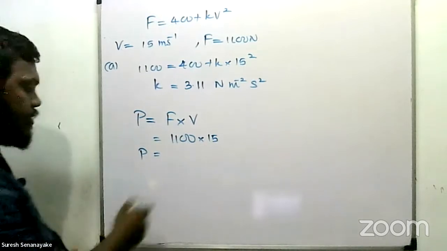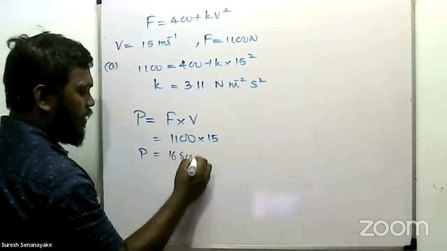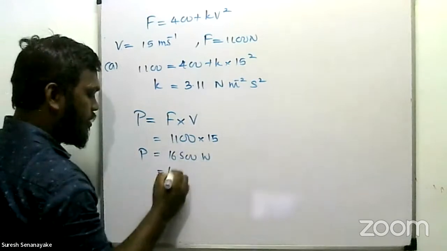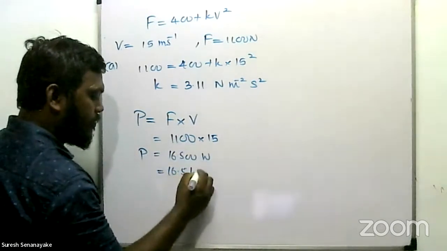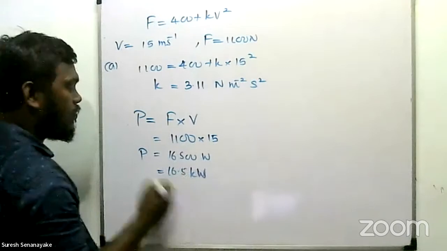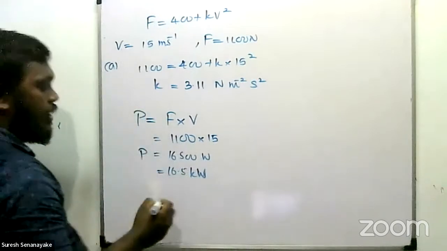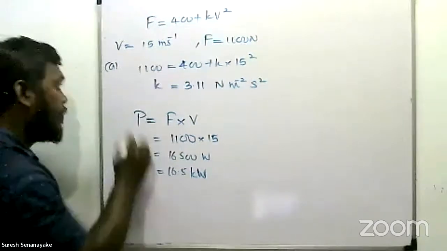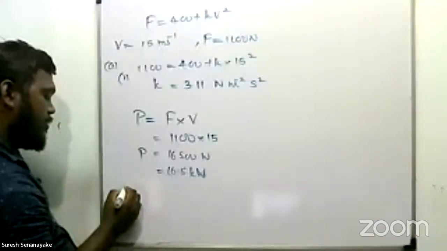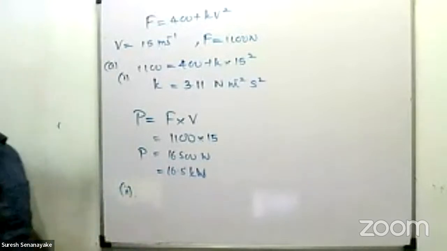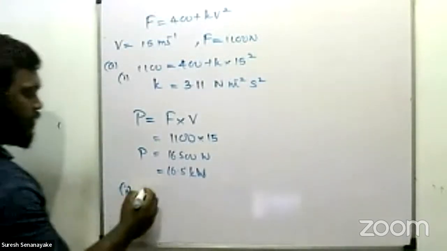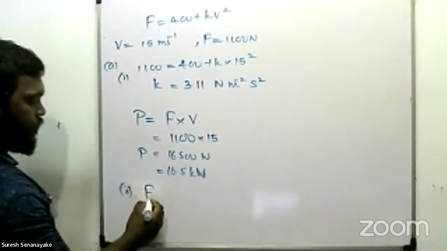That is 16,500 watts. That means 16.5 kilowatts. Now part B: first part of A, then second part of A. The total resistive force at speed 30. So total resistance, let's say it is F2.